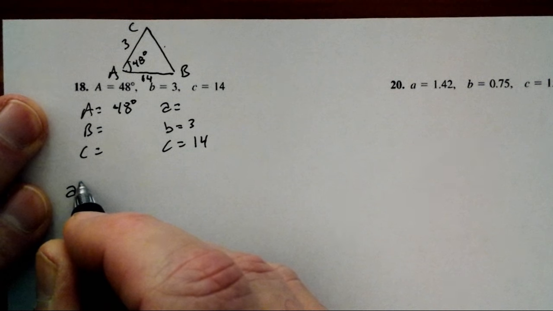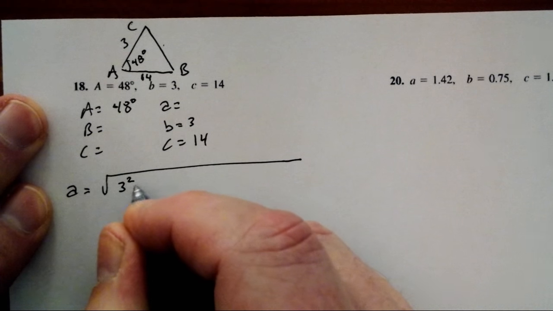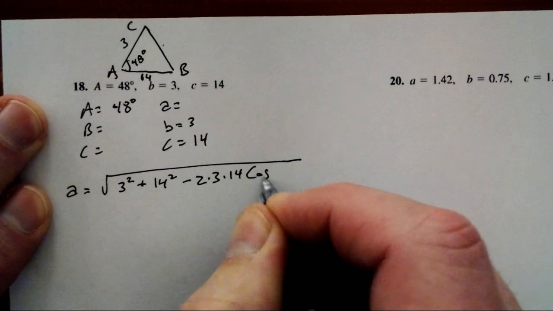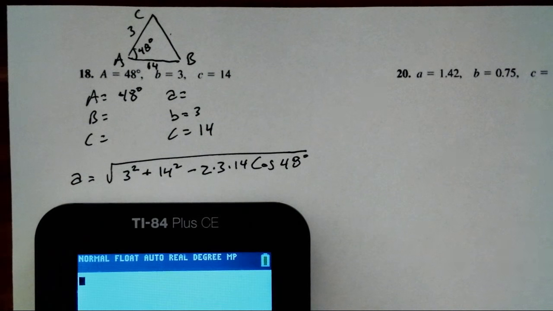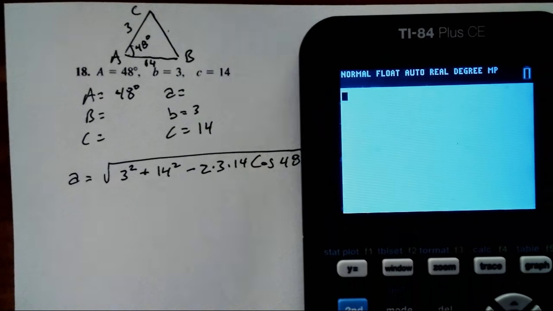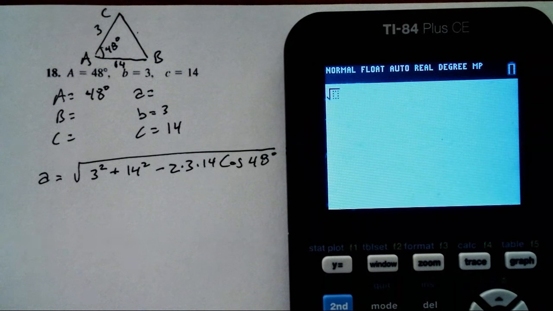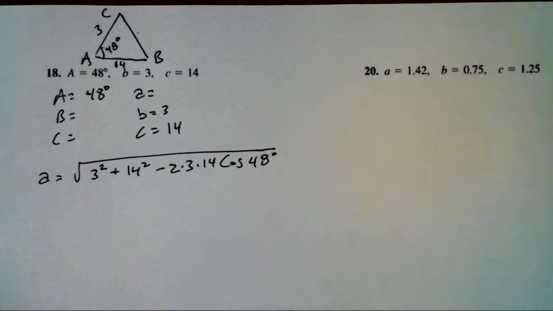So A squared equals, or A equals the square root of b squared, 3 squared, plus c squared, 14 squared, minus 2 times, repeat them, 3 times 14 times cosine of A, but A is 48 degrees. Do I have enough space there? Sure I do. So, square root of 3 squared plus 14 squared minus 2 times 3 times 14 cosine 48. Take a quick look at that. Looks good. Side A, 12.2.